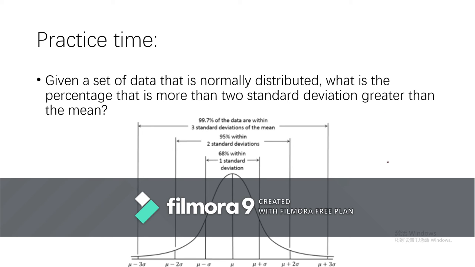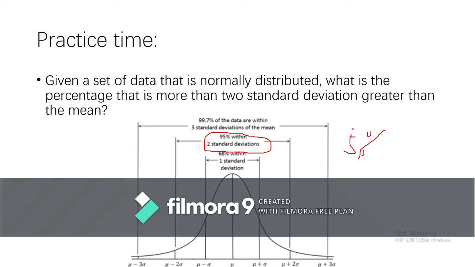Okay, now what's the answer? I see someone got 5%. Is that correct? Huh. Some people don't think so. So let's see what we have here. From the graph, we know that there is 95% of data lying within two standard deviations, right? So that means there will be 5% outside of two standard deviations.